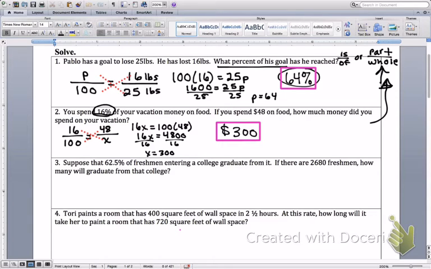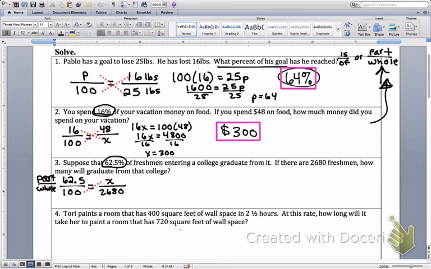Suppose that 62.5% of freshmen entering college graduate from it. If there are 2,680 freshmen total, how many will graduate? Again, we are given the percent, so we can write 62.5 over 100. And then we need part over whole. The entire freshman class is 2,680, so that goes in the whole section. And we're looking for that part: how many of them graduate?